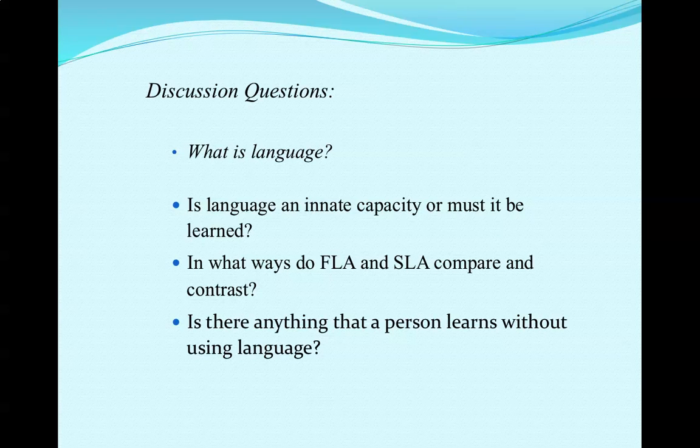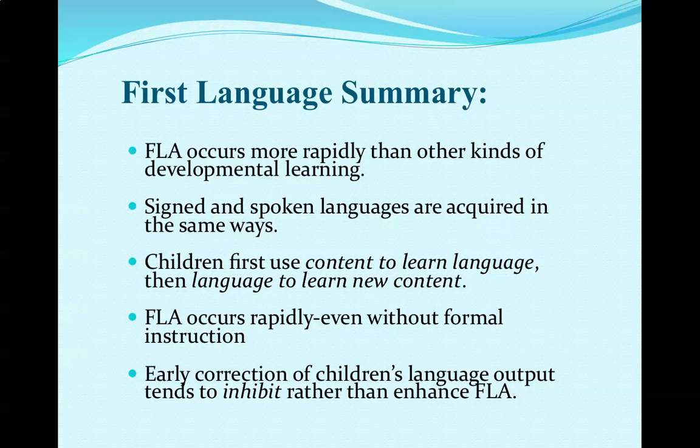Let's find out some things about first language acquisition. Look at the first bullet. First language acquisition occurs more rapidly than other kinds of developmental learning. If you think about that and think about babies, they learn language before they can use many of their fine motor skills, for example, cutting, writing, but it still takes many years to become fluent.